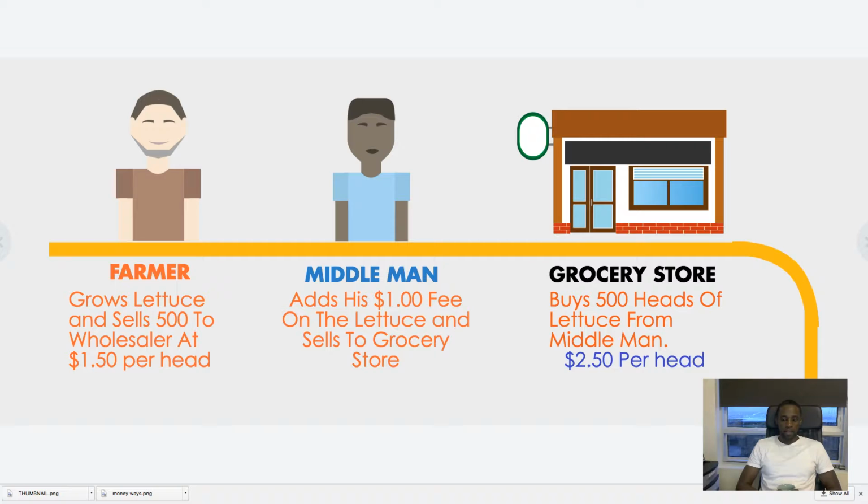The middleman, this is a wholesaler in the produce industry, adds his dollar fee on the lettuce and sells it to the grocery store. So the middleman goes and gets the lettuce, and then he's the one who sells it to the grocery store. For his services, he charges a dollar fee per head. Grocery store buys 500 heads of lettuce from the middleman at $2.50 per head. So the middleman got it for $1.50, added his dollar fee for his services, the price is now $2.50, and he sells all 500 to the grocery store.